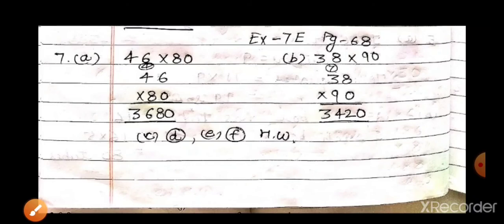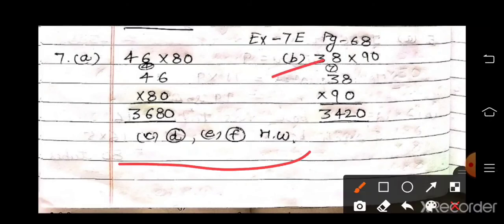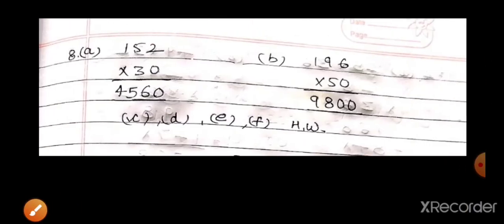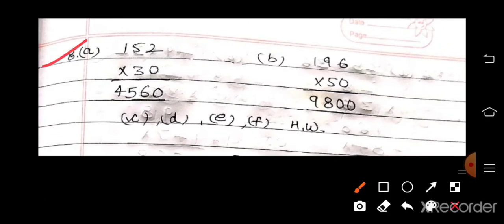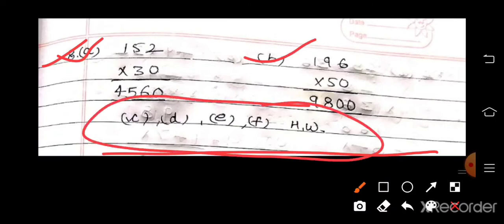So like this you have to do B part, and C D E F is your homework. Now 8 parts same. I have done 2 parts for you, and C D E F is your homework.